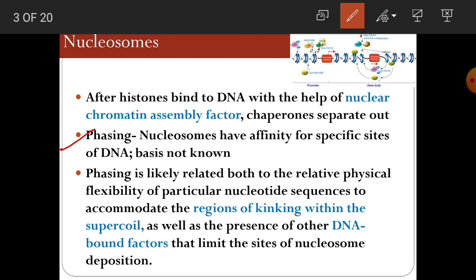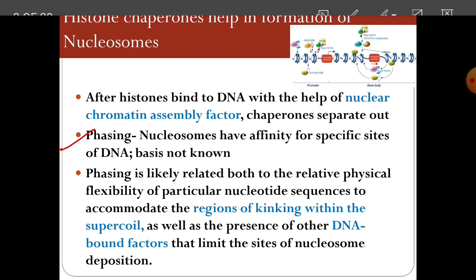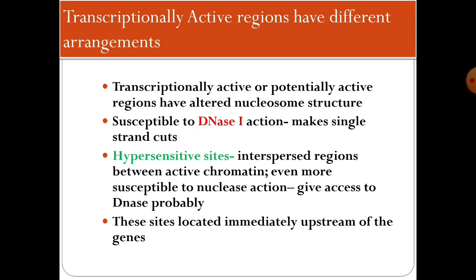That means this is a platform where the different DNA binding proteins will come and bind, or they are the kinking regions, the weak regions where the kinking of the supercoil will start. So, this phasing is also clinically significant for us. Now, transcriptionally active or potentially active regions have a little different nucleosomal structure.